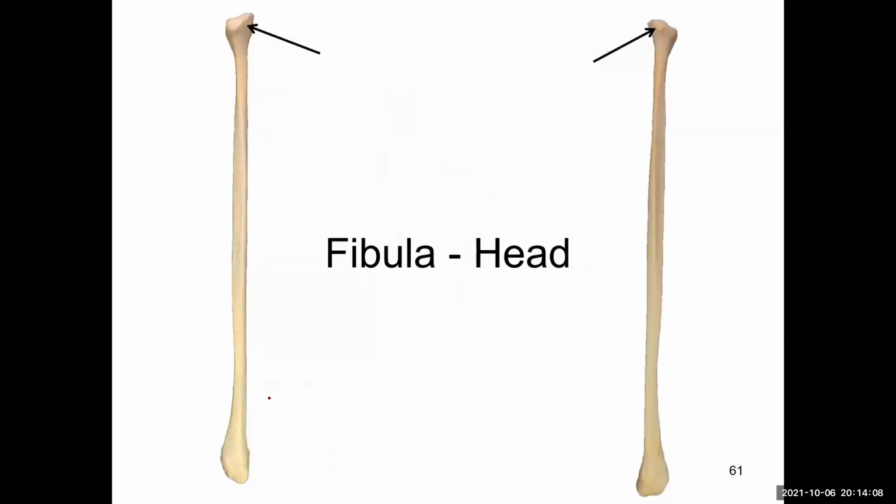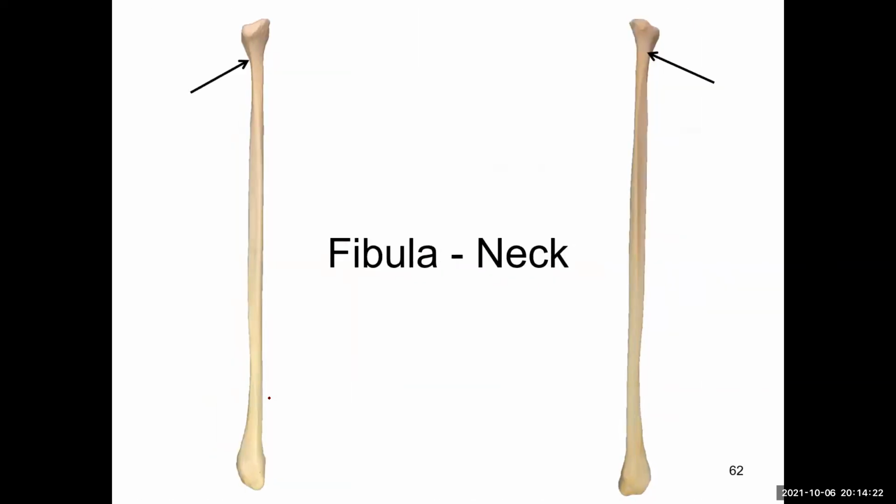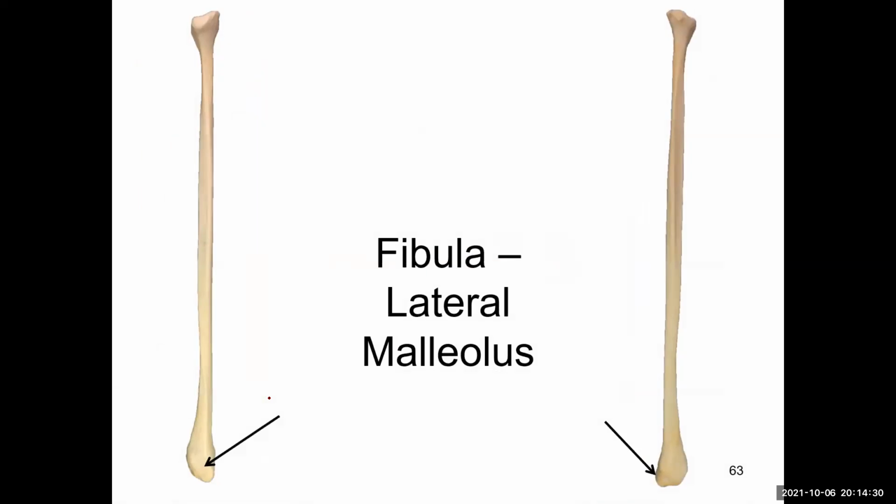Right. To the other bone in your leg, the non-weight bearing slender thin bone. Okay, here is the fibula. The arrow is pointing to the head of the fibula. Then where it starts to narrow down, that's the neck of the fibula. Fibula is easy. There's only 3 structures that you need to know: head, neck, and the lateral malleolus.